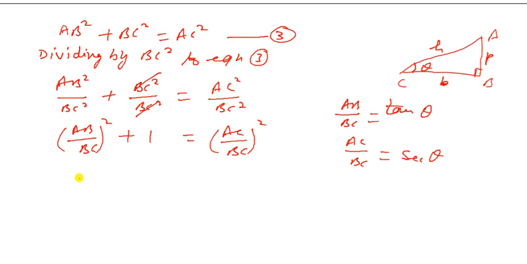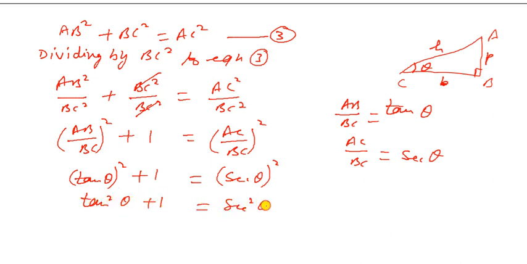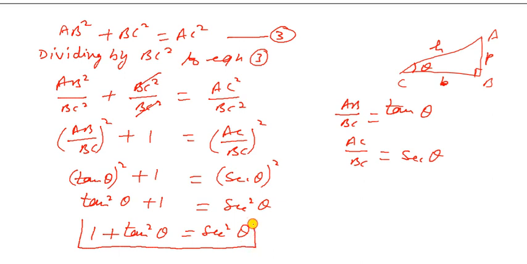So you can put the value. So AB upon BC, that is tan theta, whole square, plus 1 is equal to sec theta, whole square. So what will happen? It will be tan square theta plus 1 equal to sec square theta. But in general we can learn like this: 1 plus tan square theta is equal to sec square theta. So this is your third formula.